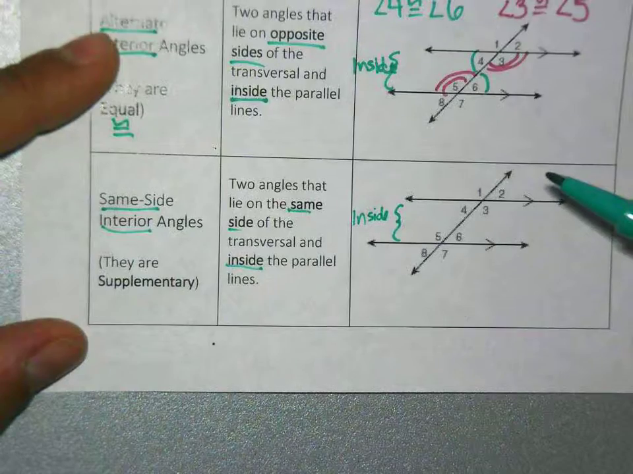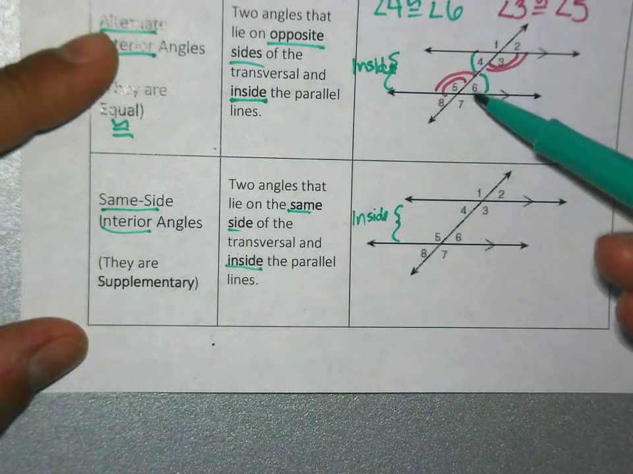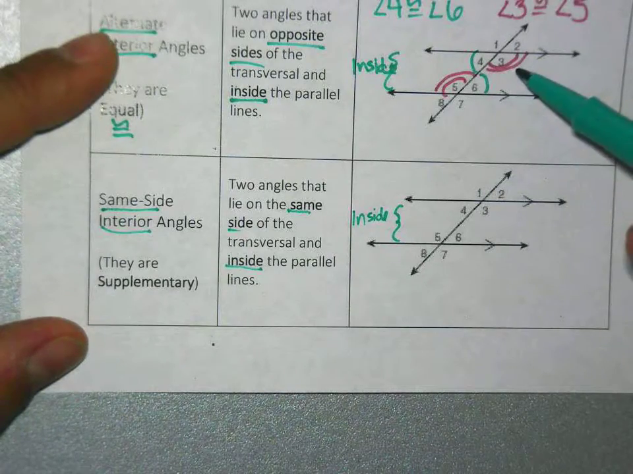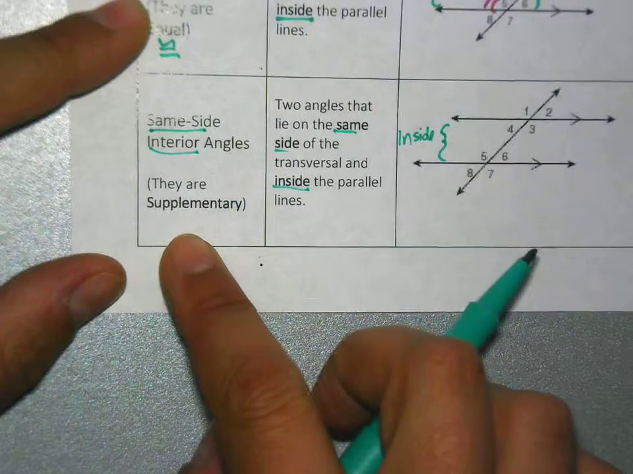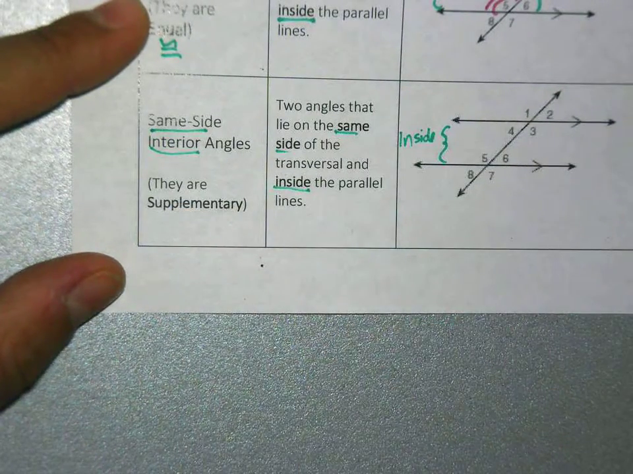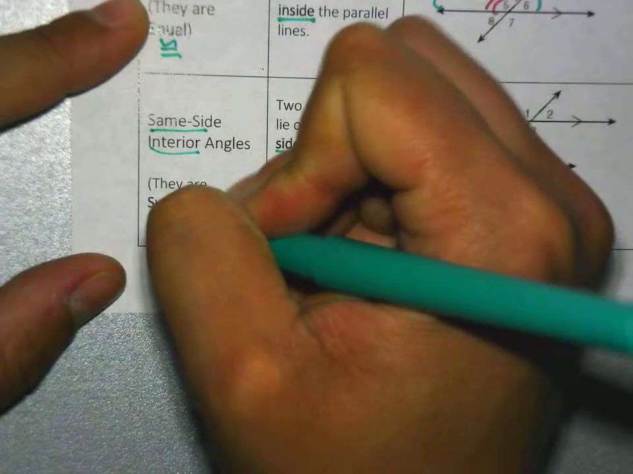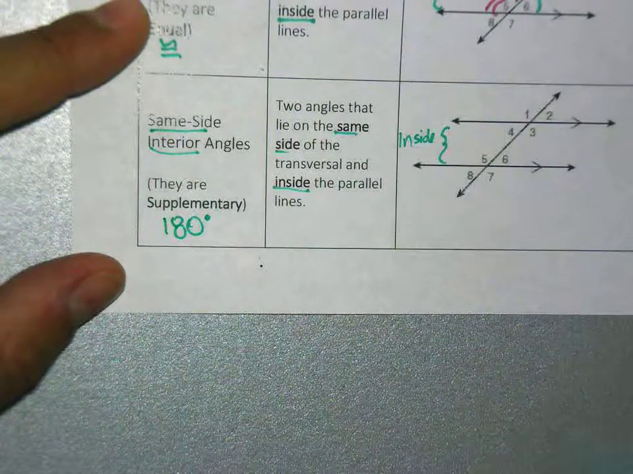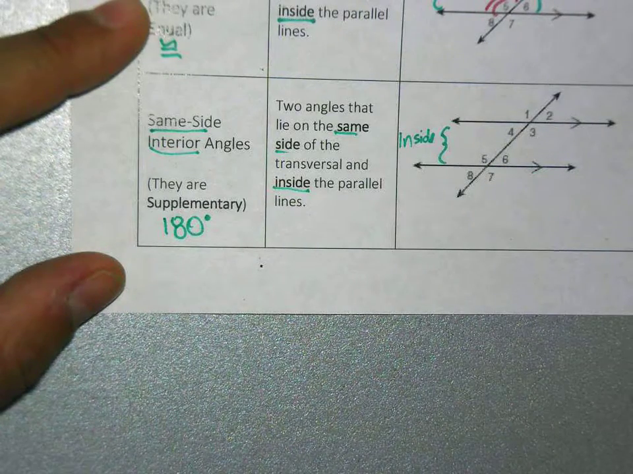And we just learned up above that angle 4 and angle 5 are not congruent, nor are angles 6 and 3. Instead, they're going to be supplementary. And supplementary means that they are going to add up to 180 degrees. So if I added angles 4 and 5, they should add up to 180 degrees.